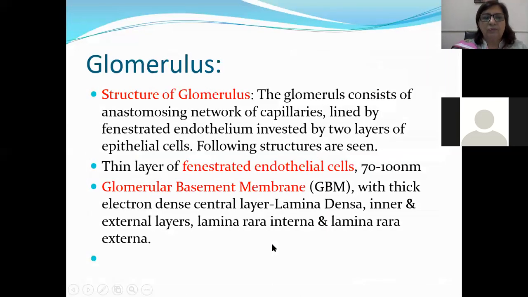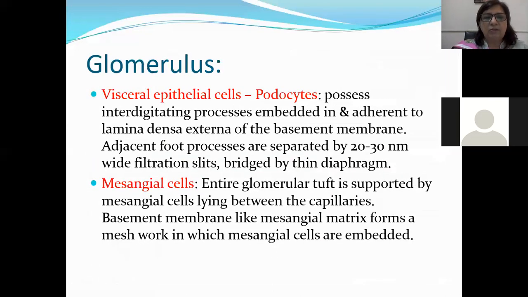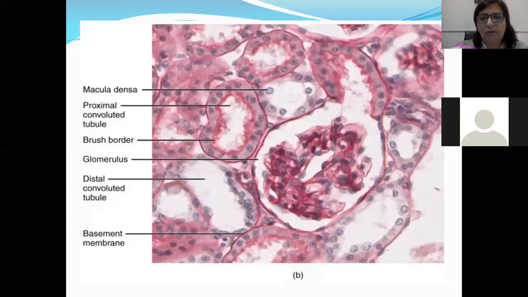Next is the structure of the glomerulus. Glomerular structure is very important to understand in order to understand the glomerular diseases. This is the glomerulus, encircled by the Bowman's capsule, and this area is known as Bowman's space or urinary space. I will explain it in the next diagram. This is the macula densa, proximal convoluted tubules with the brush border, and this is glomerulus, as I've already said, distal convoluted tubules, and this is the basement membrane of the tubules.